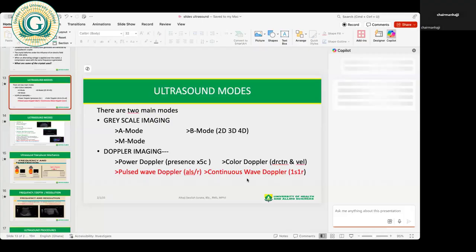So it has one designated sender and then one designated receiver, where as you are sending the sound wave, another is receiving the sound wave. So it is always continuous.